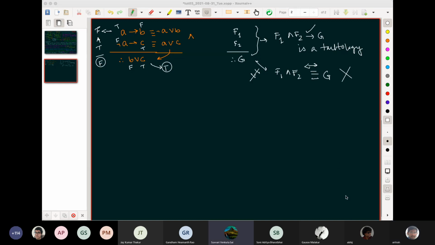Sir, we can also write F1 and F2 and G implies total, right? No, you can write F1 and F2 and not G is a falsification, because negation of the whole.